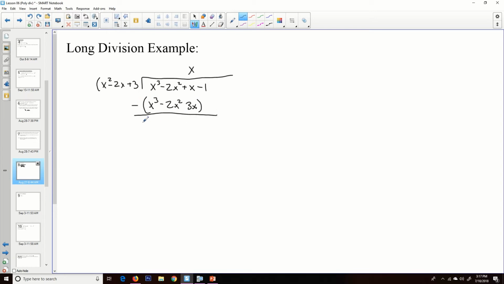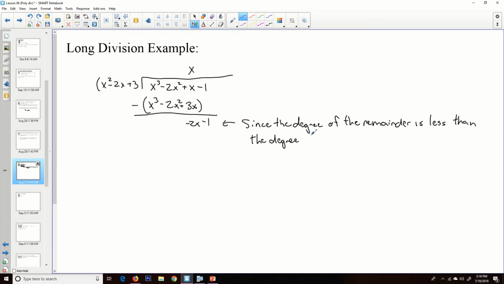We've got a parenthesis, so we do a subtraction. x to the third minus x to the third is 0. Negative 2x squared minus negative 2x squared, minus a negative is like plus a positive, so negative 2x squared plus 2x squared also gives me 0. And then x minus 3x will give me negative 2x, and then minus 1. And so right here, since the degree of the remainder is less than the degree of the divisor, we are finished.